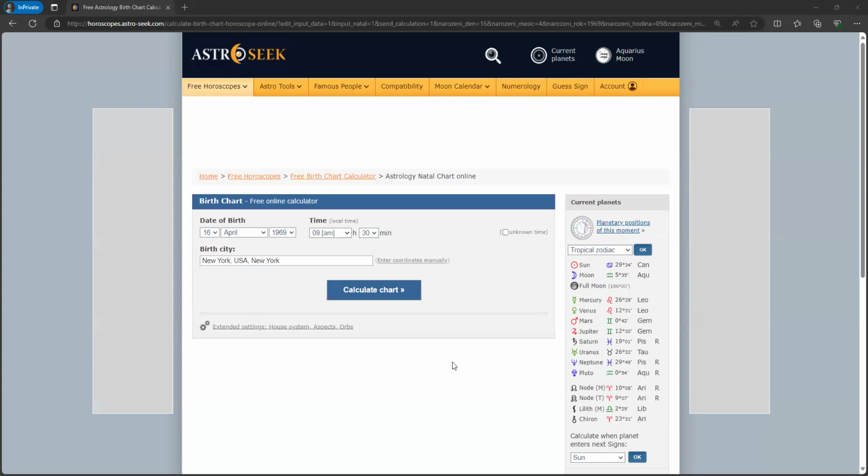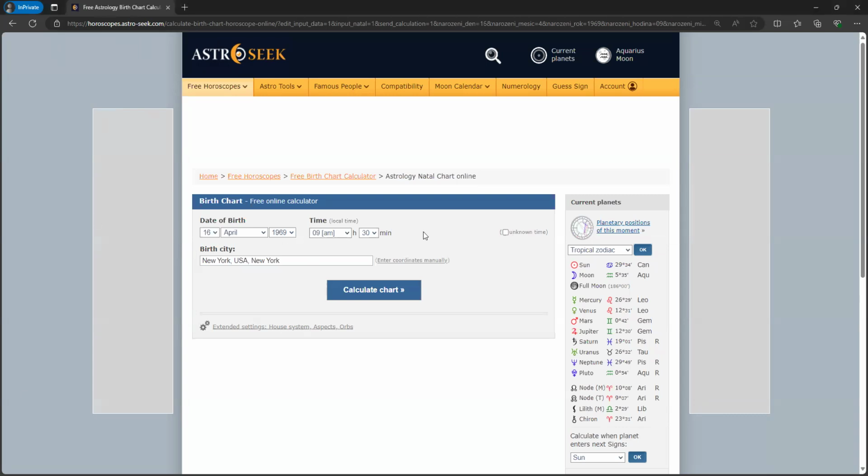As promised, this is a tutorial on how to cast your birth chart, slash natal chart. Okay, so go to horoscopes.astro-seek.com, or you could just Google AstroSeek, okay, natal chart, and this window will come up. I have put in the date of birth here and a time.